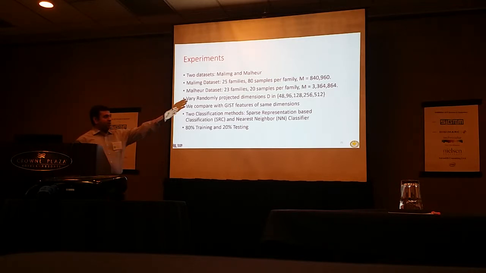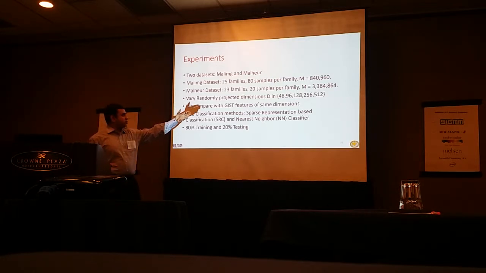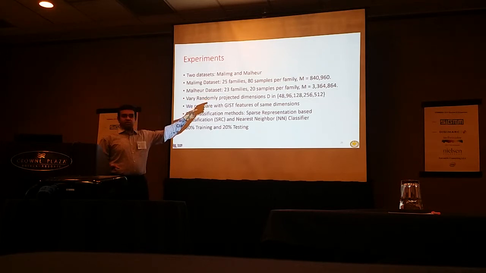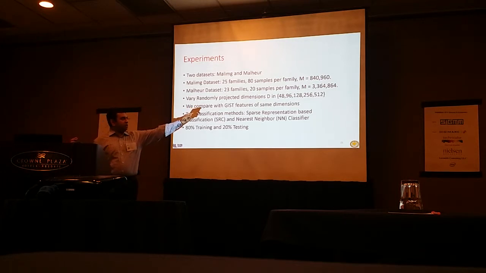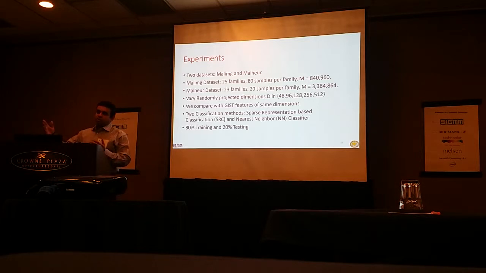And you can see the value of M is really large. As I mentioned before, it's 840,000 for the first case, and it's 3 million for the second case. And we project such a large matrix to just dimensions between 48 and 512. We did try more than 512, and there wasn't a huge difference in terms of accuracy, so we stopped at 512. And when we go below 48, the accuracy drops really badly. So these are the dimensions we use.